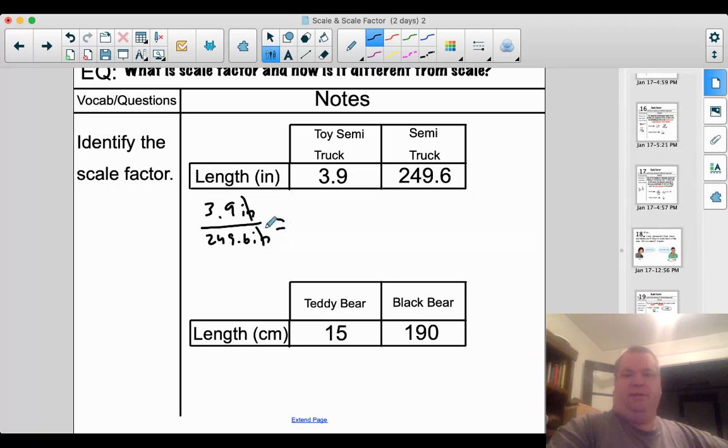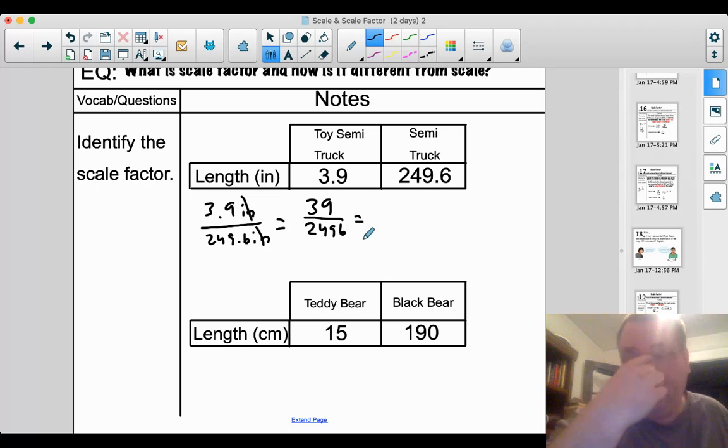But if you remember what we did with simplifying, things like this aren't very simple right now because it has decimals in it. So if I want to simplify this, I can move the decimal point over, as long as I move it the same on the top and bottom, and then I can try to reduce. So if I move the decimal point over 1, I will get 39 on top and 2,496 on bottom. Now, I can do some trial and error with this. It's not going to be super obvious to reduce right away.